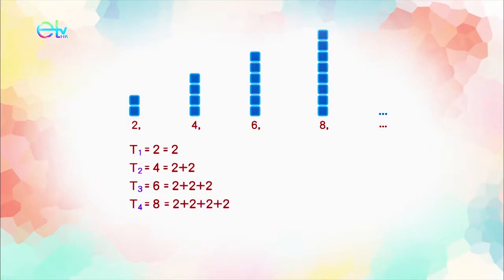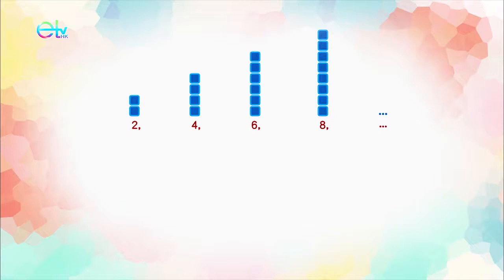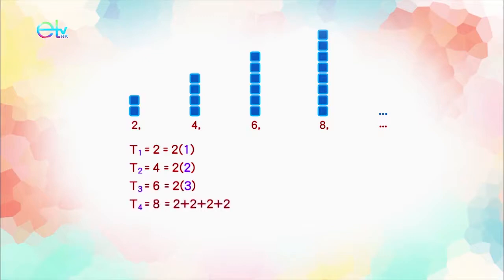But it is hard to generalize the expression of the nth term. So we rewrite the expression as follows. The first term T1 is 2, that is 2 times 1. The second term T2 is 4, that is 2 times 2. The third term T3 is 6, that is 2 times 3. The fourth term T4 is 8, that is 2 times 4.